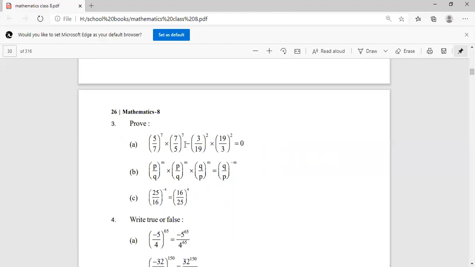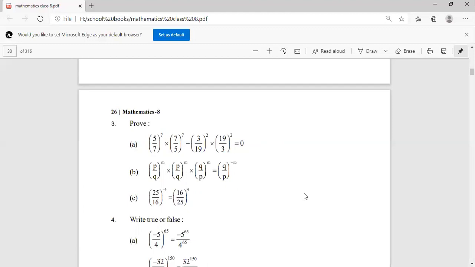Whenever a question is given to you to prove a condition, that means the condition is true, and you have to prove that it is true. The right hand side part is 0, but on solving the left hand side part, if you are not getting 0, that means you are solving in a wrong way.